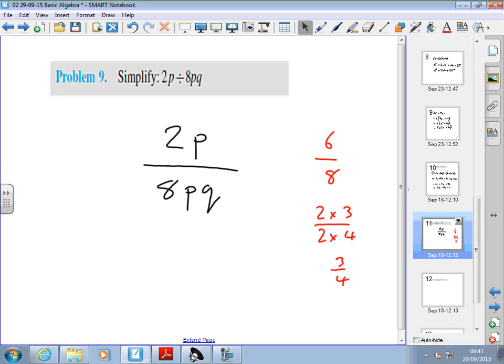If the number is the same top and bottom, 2 in this example, I can cancel them out effectively by dividing top and bottom by that number. Nothing different in algebra. If p is top and bottom, it's the same number, p, so I can cancel those out. So if you've got a number, a letter, a symbol which represents a number top and bottom, they can be cancelled. So this becomes 2 over 8q, because the p's cancel.